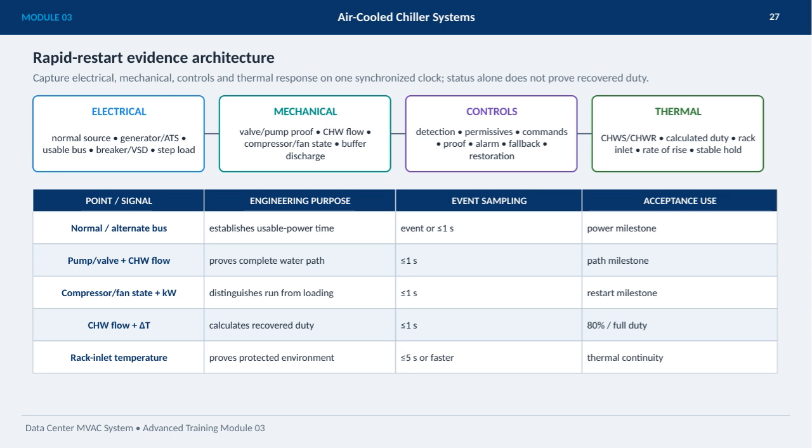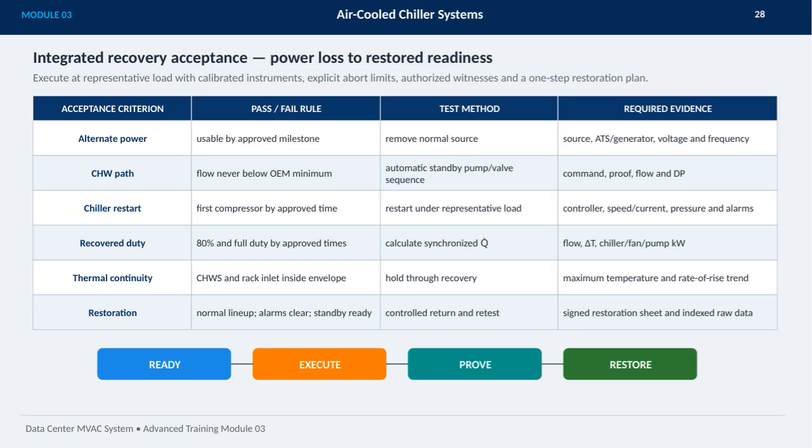By aligning these signals precisely in time, we can establish critical milestones like usable power availability, complete water path conformation, compressor running versus loading states, and actual recovered cooling duty, all within 1 second or faster. Finally, the rack inlet temperature verifies a protected environment to ensure thermal continuity is maintained. This integrated approach is essential to accurately verify that the air-cooled chiller system has fully restarted and resumed its designed cooling performance. This slide focuses on the integrated recovery acceptance process for air-cooled chiller systems in data center MVAC setups.